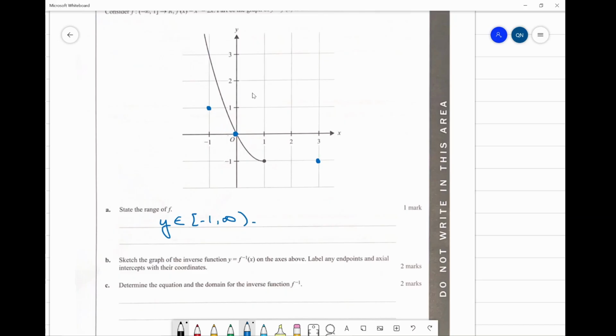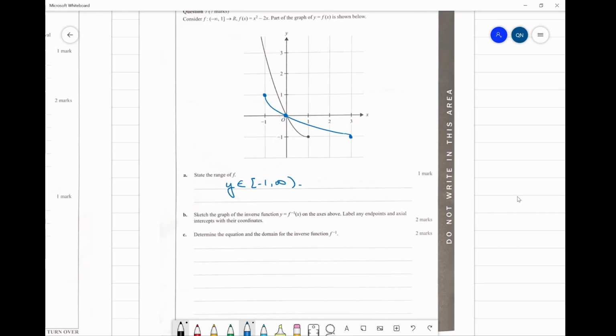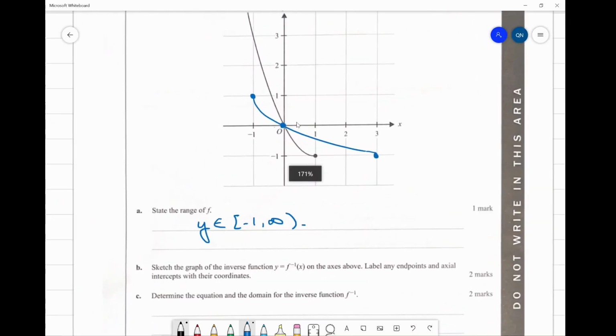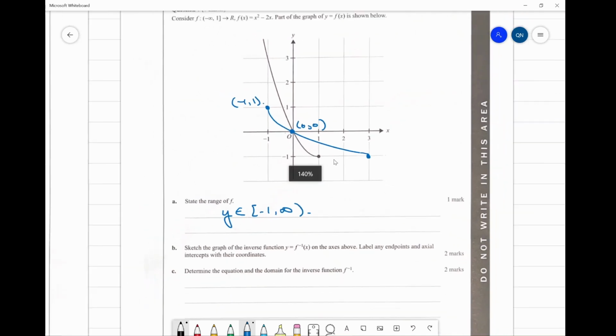So something like that. You guys could probably do a better graph than me because I'm doing this on a drawing pad and it's not too easy to graph nice smooth lines, but that's good enough. Okay, so we've graphed it. We also need to label endpoints and axial intercepts. There's only one intercept over here, 0, 0, and the endpoint is at -1, 3, not 3, -1. Perfect.